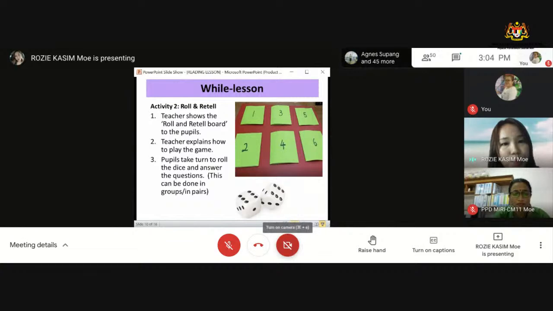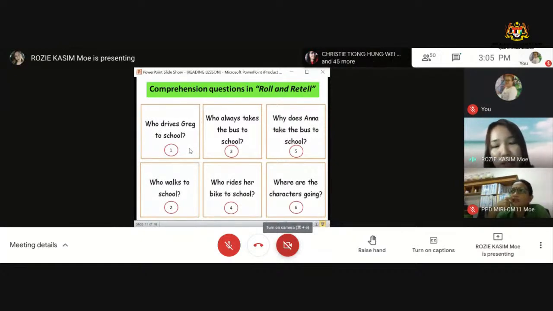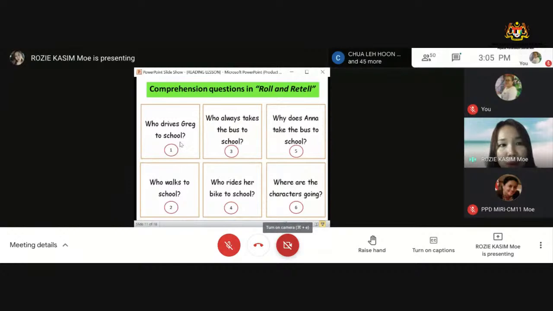So I will show you the comprehension questions in these cards. If you can see here, these are the comprehension questions in roll and retell. The first one, second, third, fourth, fifth, and sixth. So number 1, when the pupil rolls the dice and gets number 1, she will answer these questions. Who drives Greg to school? Who walks to school? Who always takes the bus to school? Who rides her bike to school? Why does Anna take the bus to school? Where are the characters going?